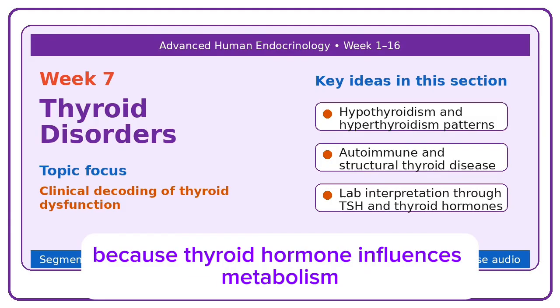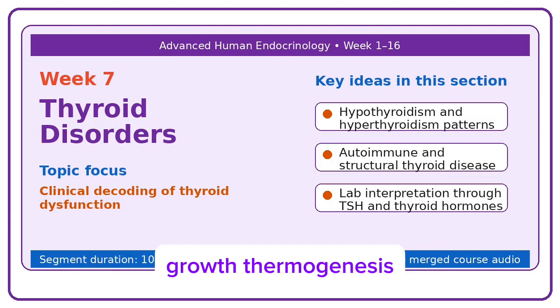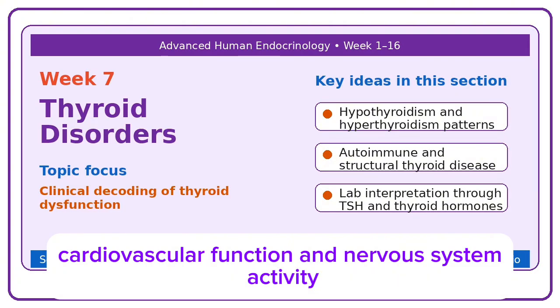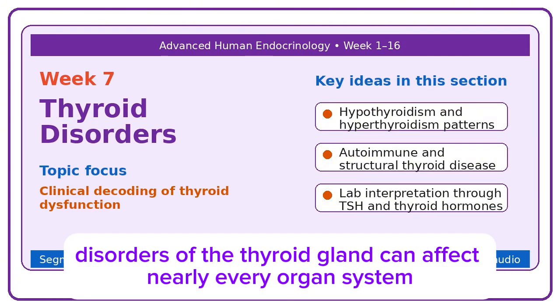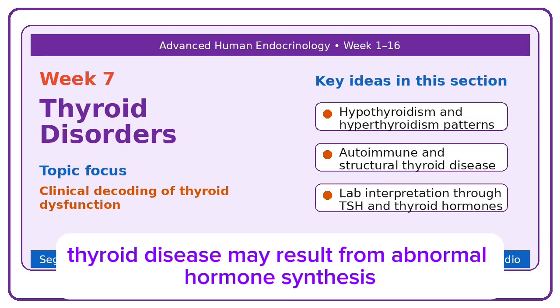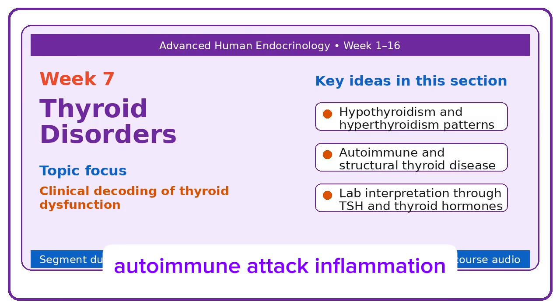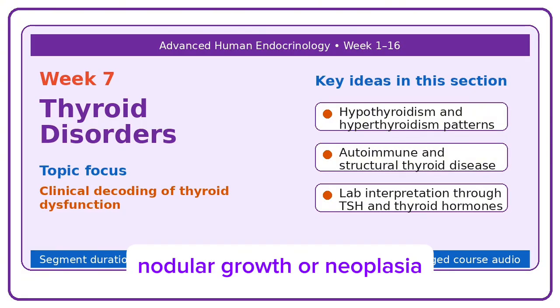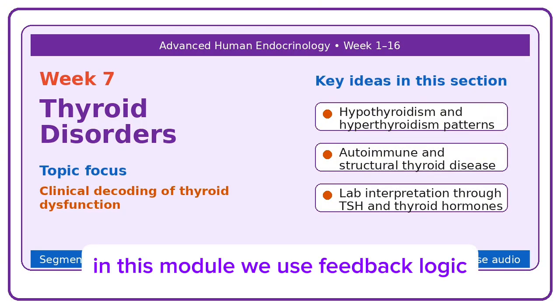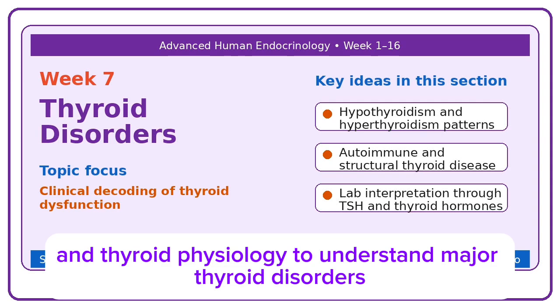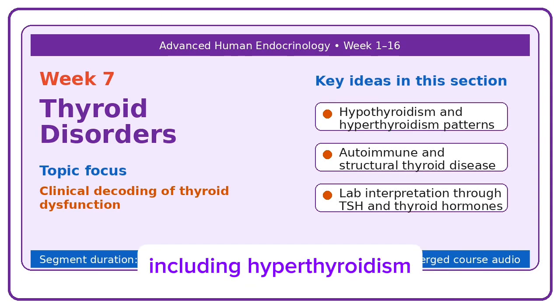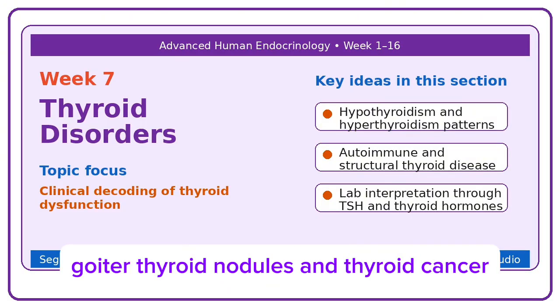Week 6. Thyroid Disorders Introduction. Because thyroid hormone influences metabolism, growth, thermogenesis, cardiovascular function, and nervous system activity, disorders of the thyroid gland can affect nearly every organ system. Thyroid disease may result from abnormal hormone synthesis, autoimmune attack, inflammation, nodular growth, or neoplasia. In this module, we use feedback logic and thyroid physiology to understand major thyroid disorders, including hyperthyroidism, hypothyroidism, thyroiditis, goiter, thyroid nodules, and thyroid cancer.